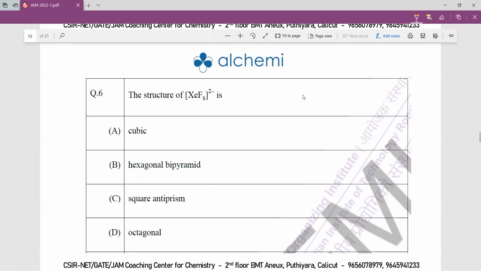The structure of HCF2 minus is. This is also a direct question. We should know the structure. The structure of this molecule is square antiprismatic. Answer is option C.